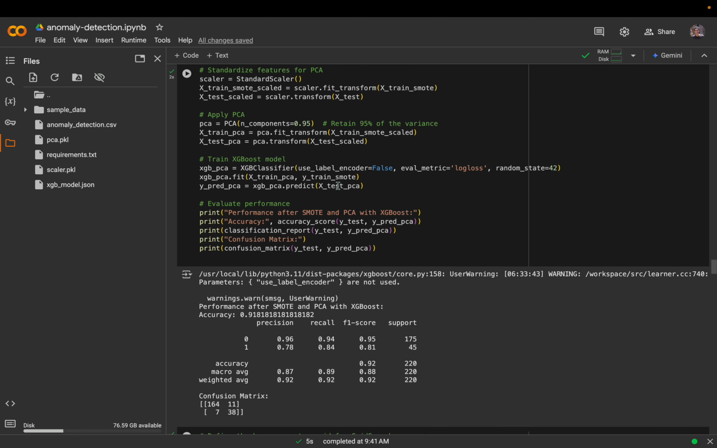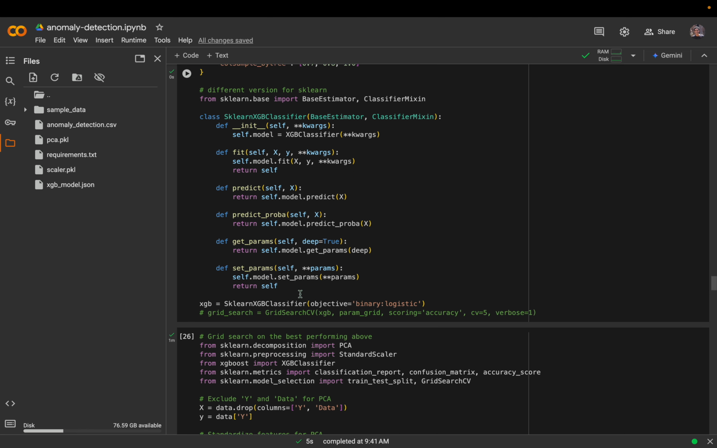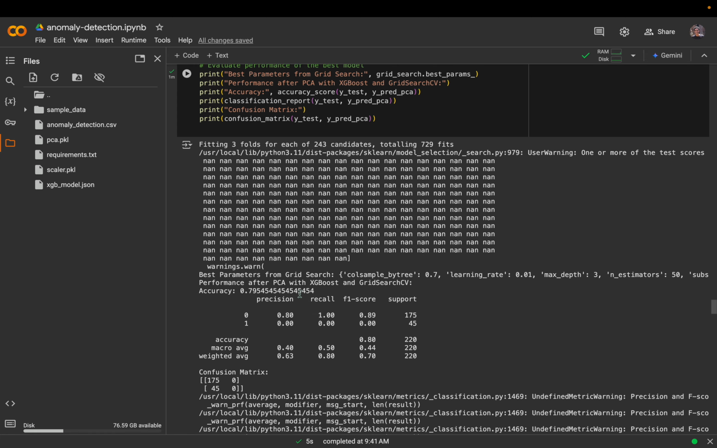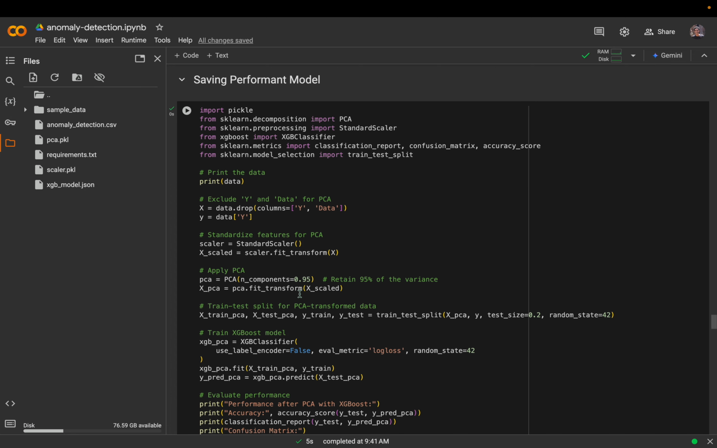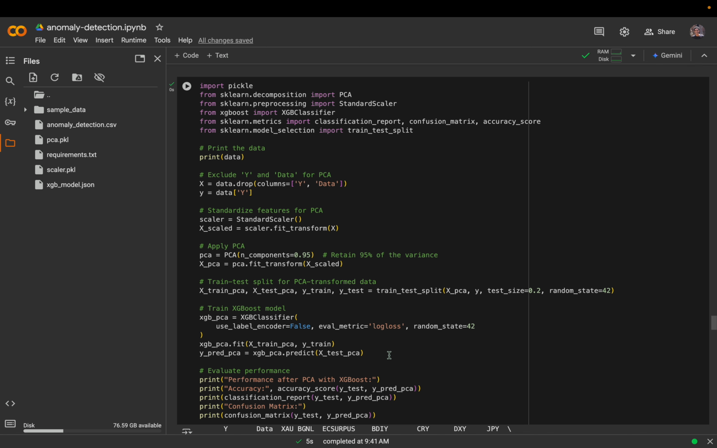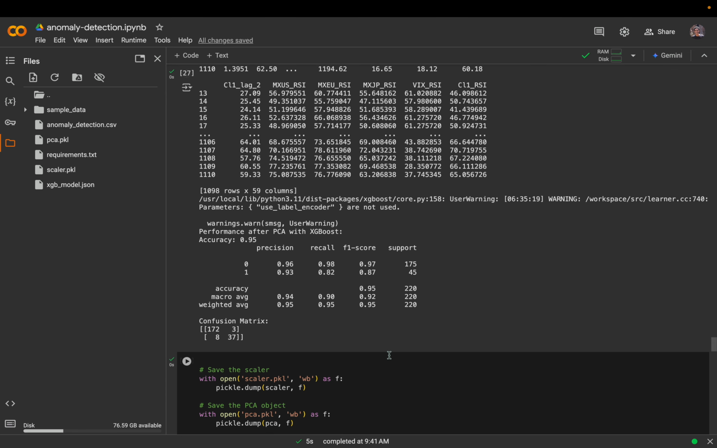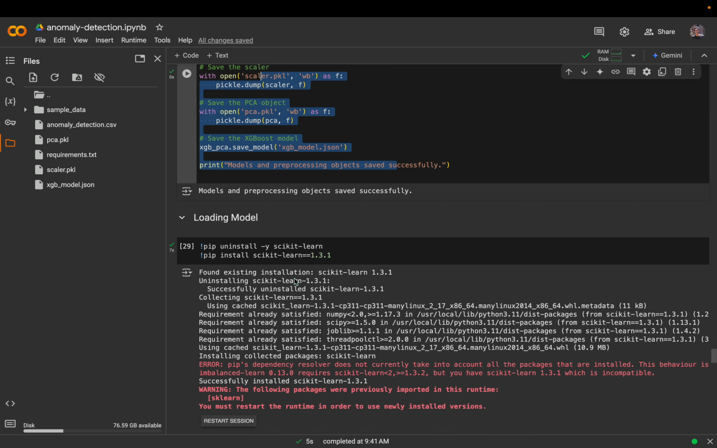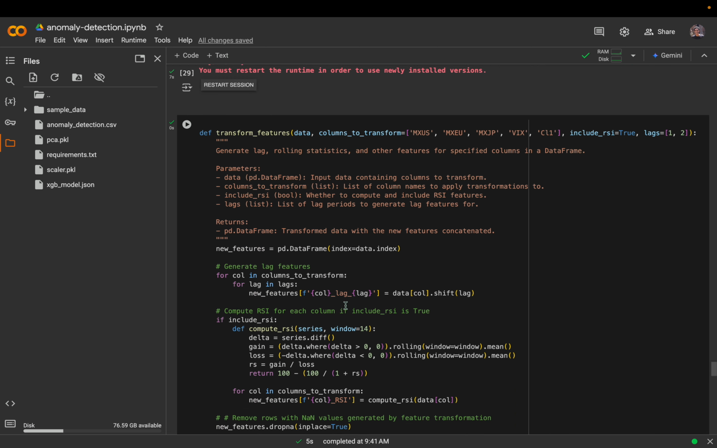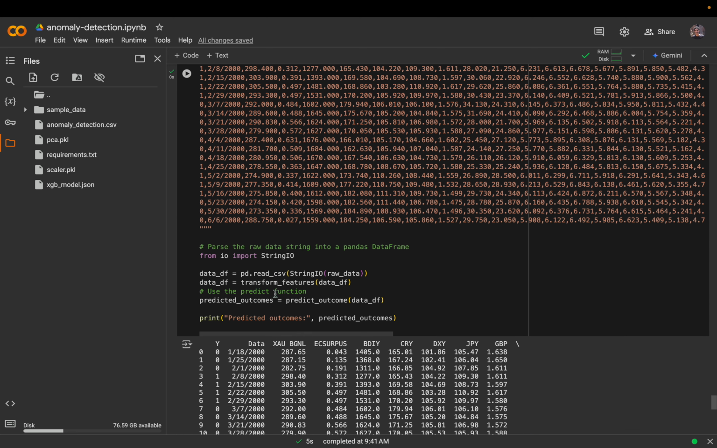I have also tried to do hyperparameter tuning using grid search right here, and trying to see how it would affect, but it bore no fruit. So after that, I tried to select the best performing model, which in this case, balancing the precision and the recall, is PCA with XGBoost. I have saved that model right here, and then I have loaded it, and I can make any kind of prediction of whether an anomaly is going to happen or not, pretty easily.